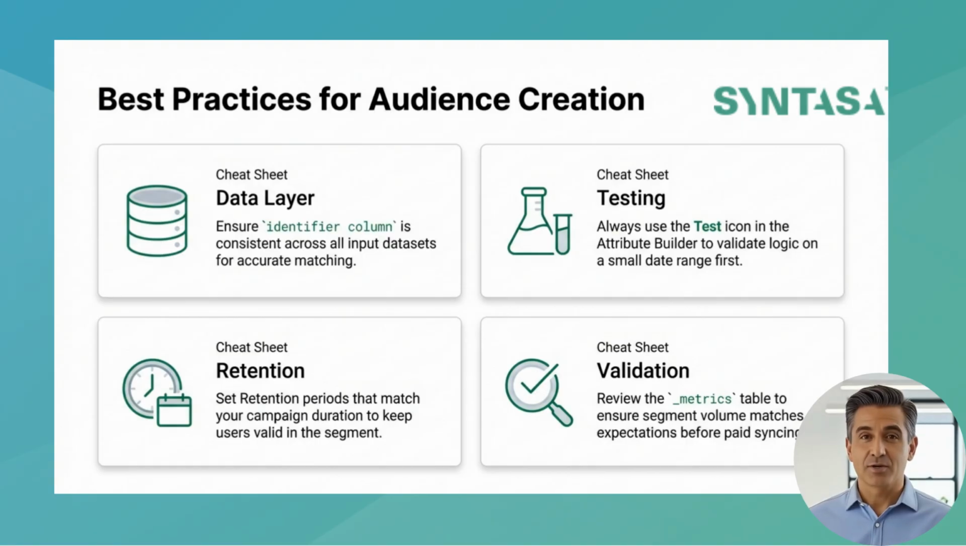To ensure reliable and high-quality audience creation, it's important to follow a few best practices. First, maintain consistency in identifier columns across all datasets to enable accurate user matching. Always test attribute logic on a smaller data range before scaling it to full production runs. Set retention periods that align with campaign goals, ensuring users remain valid for the intended duration. Finally, review audience metrics and validation outputs before activation to confirm the segment meets expectations and business objectives.